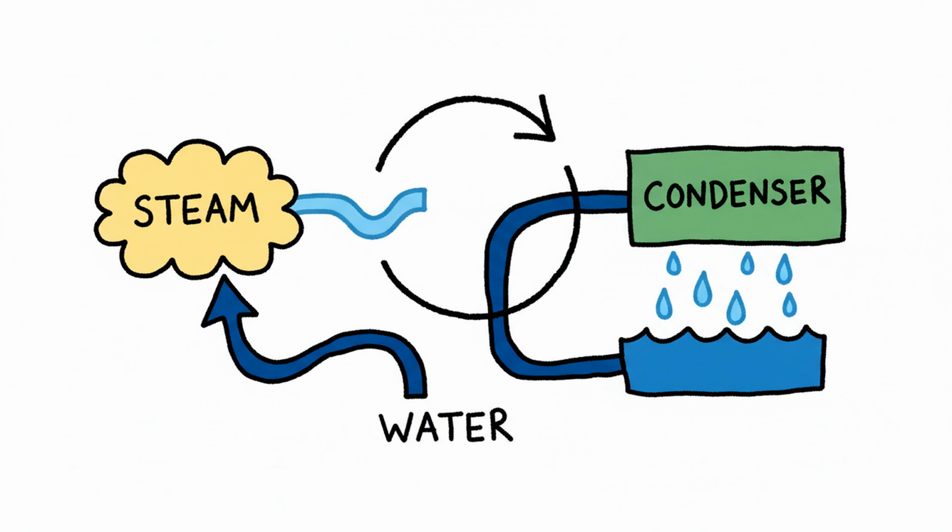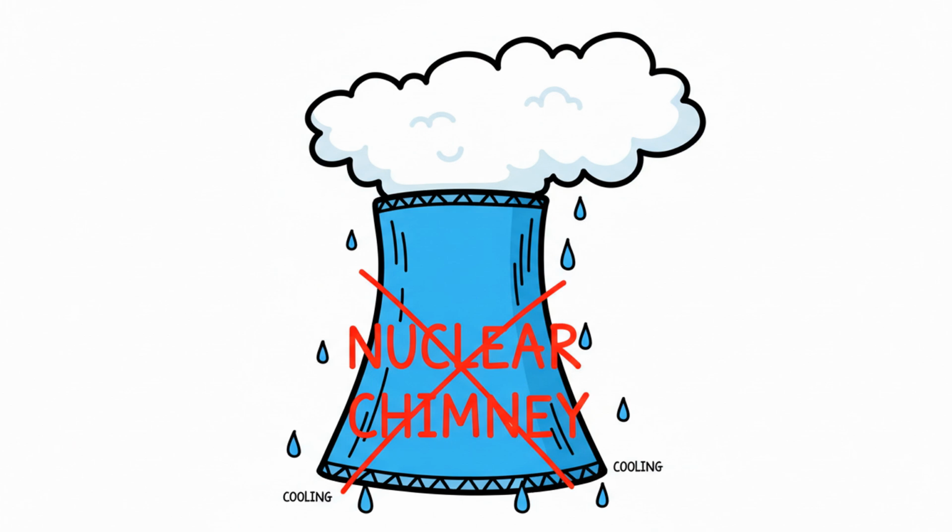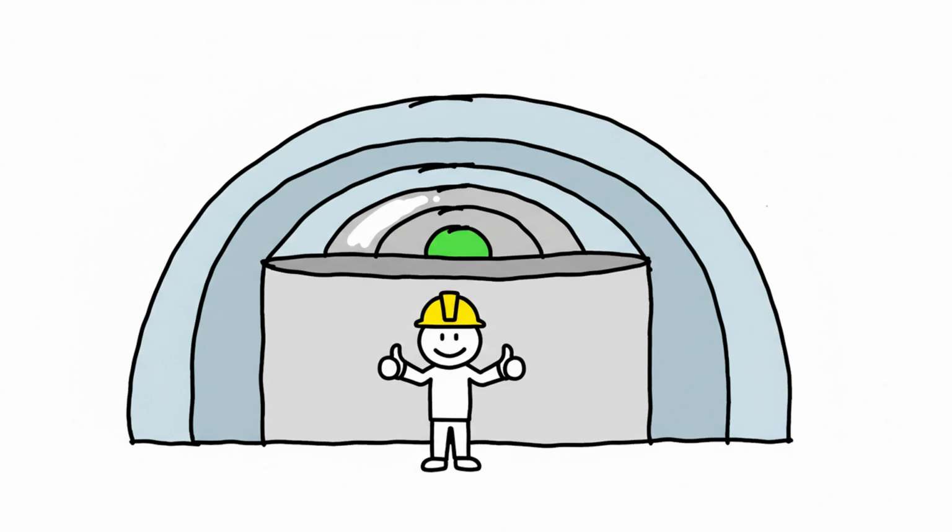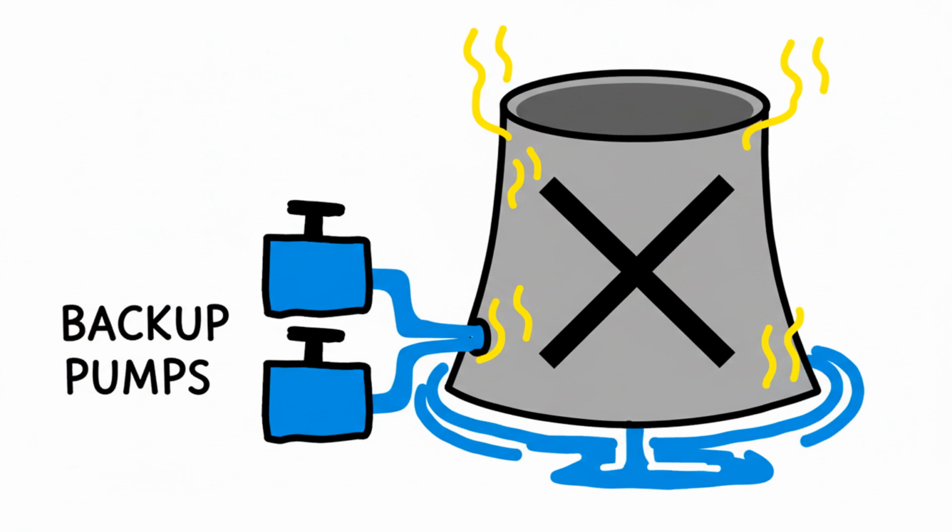The large cooling towers seen at some plants are not nuclear chimneys. They mainly release water vapor and waste heat from the cooling system. Safety depends on controlling heat and radiation. The fuel is sealed inside metal cladding. The reactor vessel is strong steel. The whole system sits inside thick containment structures. Reactors also have backup cooling systems because even after shutdown, the fuel continues producing decay heat from radioactive byproducts. Removing that heat is essential.